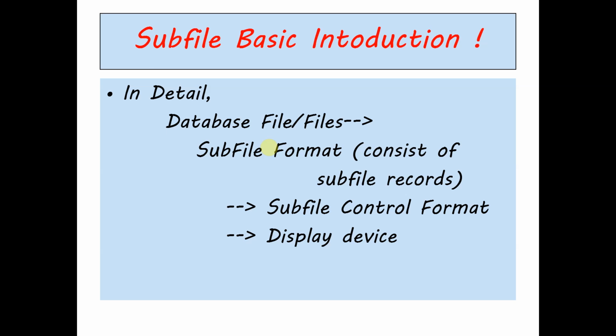Now, subfile format consists of subfile records, meaning individual records of data. There may be n number of records, so there will be n number of subfile records. One record is called a subfile record, and n number of records are called subfile records. There is another format, the subfile control format, and then the display device. So this is the flow in detail: you read the database file, extract the data, write that data into the subfile, meaning the subfile format, and then display those data.